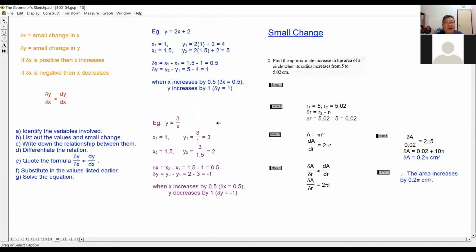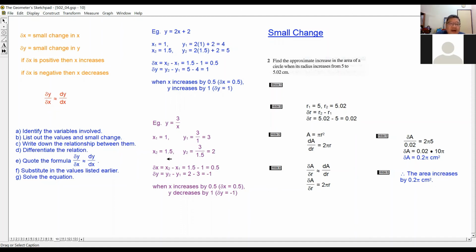In the second case, I substitute in x equals 1.5. I put in 1.5 here, right? So 3 divided by 1.5 is equal to 2. So this 2 is the final value of y. The 3 is the initial value of y.